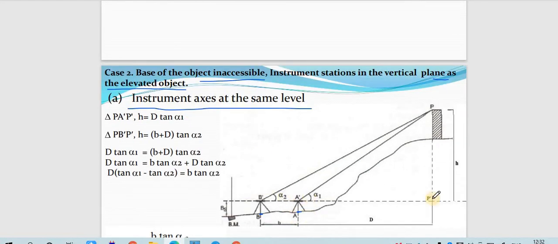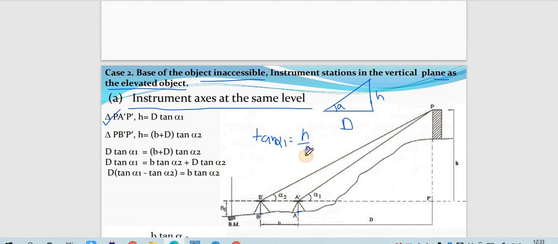Now we will apply the trigonometric rule and try to calculate the vertical height. Suppose first we consider the triangle PAP dash. In this the distance is D and this is H. By applying tan alpha 1, it will be perpendicular upon base. So from here h will become D tan alpha 1.